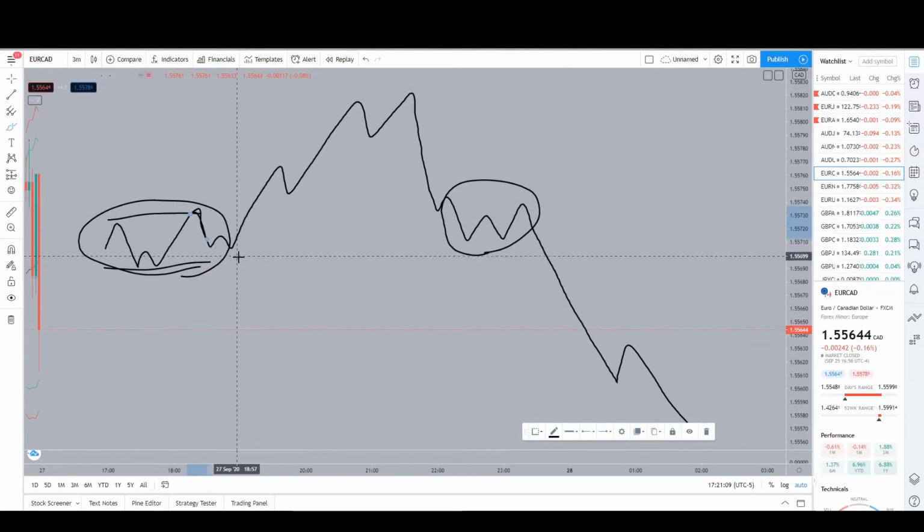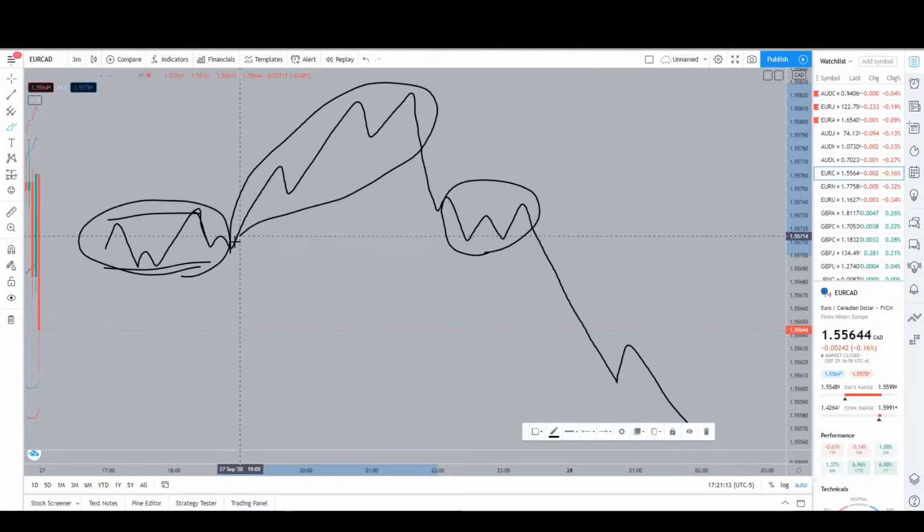Now, the breakout and trending stage would be, as you guys can see here, pretty clear to see. It's this guy here, as well as basically any clear direction that the market is moving in is the breakout and trending stage.